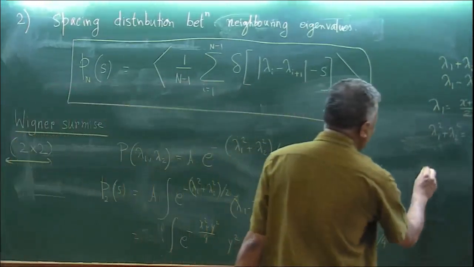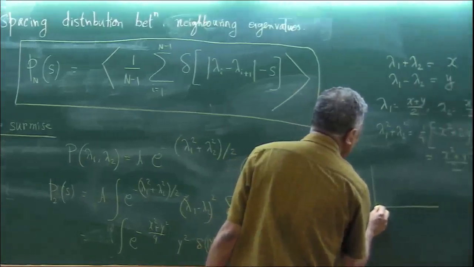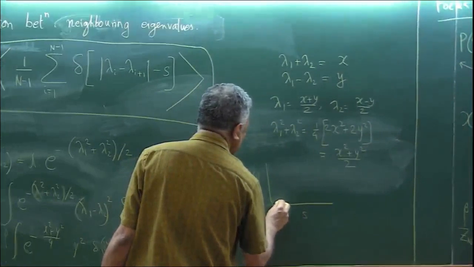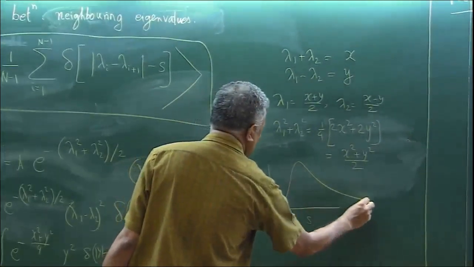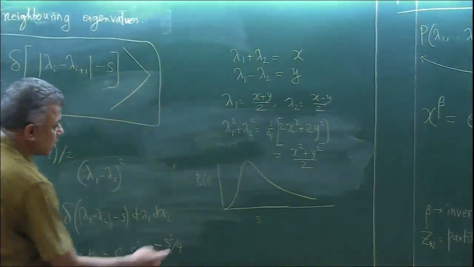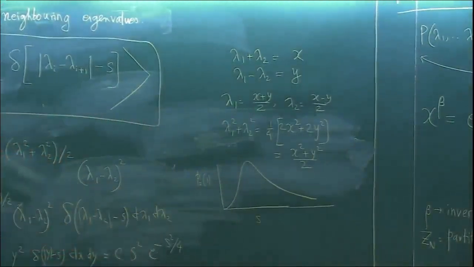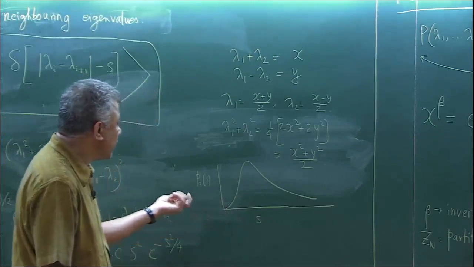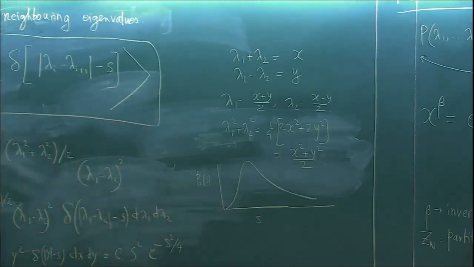So therefore, it looks like this. If I plot P2(s) versus s, the spacing distribution goes like this, and then it falls off as a Gaussian. It goes like s squared for small s. And this is the level repulsion. The probability that s is 0 goes to 0 as s goes to 0, which means there is almost no probability of having two levels very close to each other. And it decays as a Gaussian for large s.